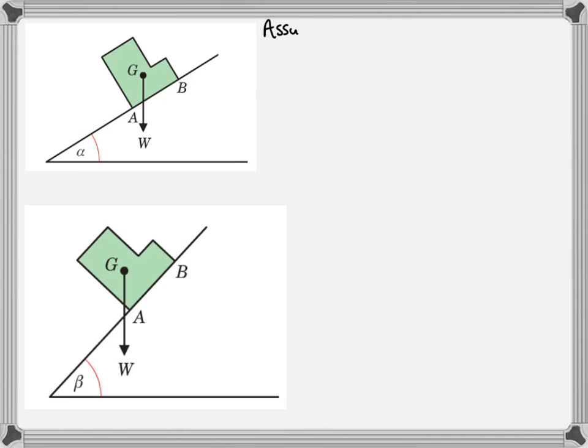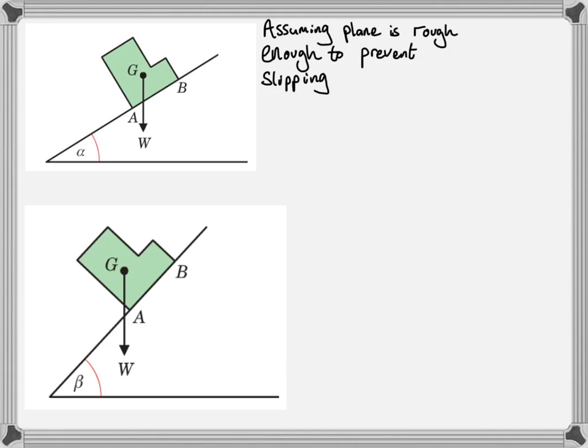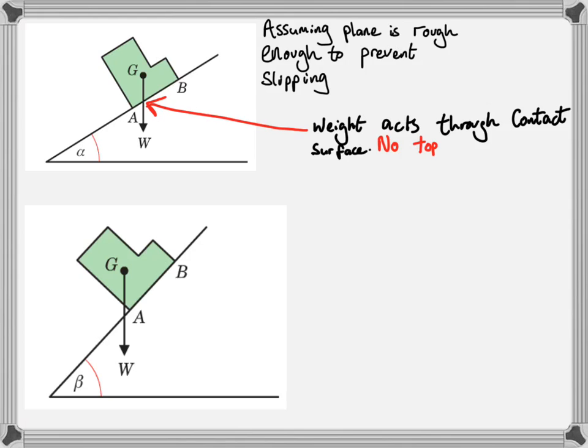Okay, if we place things on planes, the first thing we've got to do is assume that the plane is rough enough to prevent slipping from occurring. Now, if you look at the first case, what we can see is that the line of action of the force actually lies within the contact surface between the shape and the plane. In that case, there are no moments, there's no toppling moment, and so the object will stay where it is, as long as it's rough enough, of course.